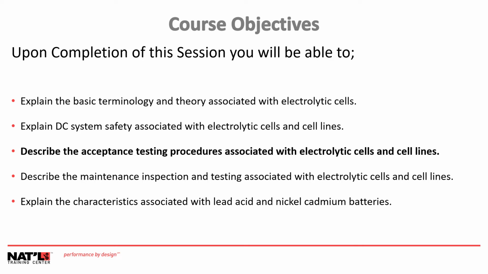Let's take a look at our course objectives with emphasis on the objective for this specific module. Upon completion of the entire course, you should be able to explain the basic terminology and theory associated with electrolytic cells. Explain DC system safety associated with electrolytic cells and cell lines. And for this module, describe the acceptance testing procedures associated with electrolytic cells and cell lines. Additionally, as we move forward, we'll cover the maintenance inspection and testing associated with electrolytic cells and cell lines, and the characteristics associated with lead acid and nickel cadmium batteries specifically.